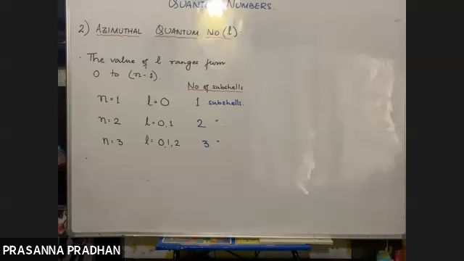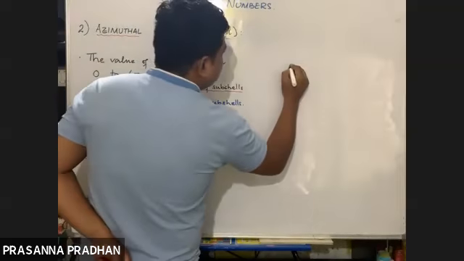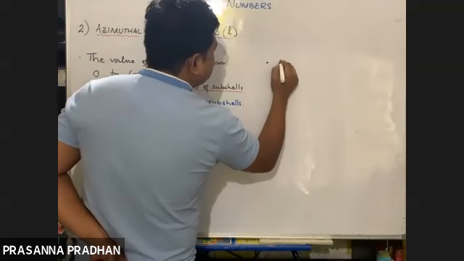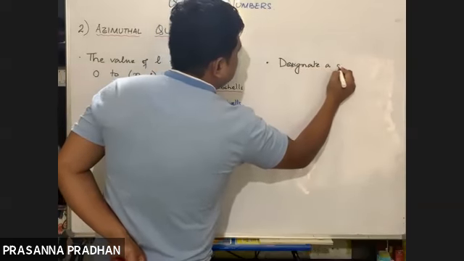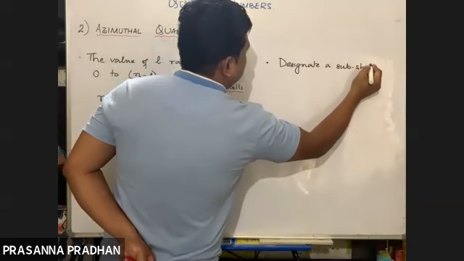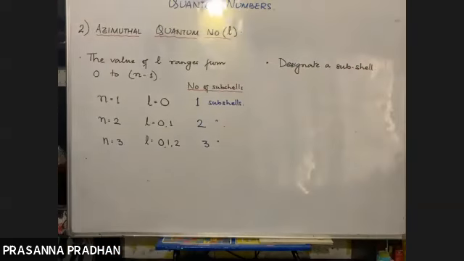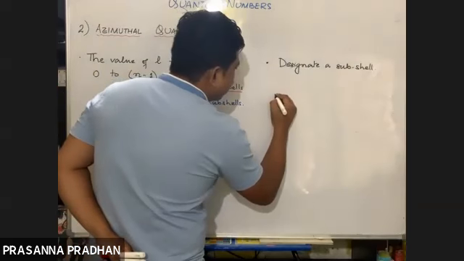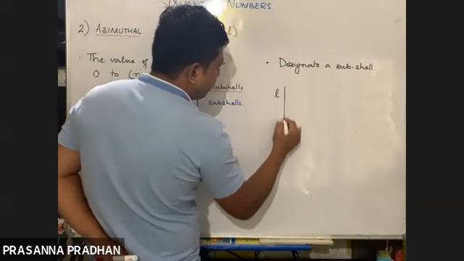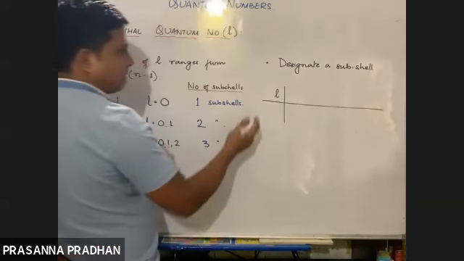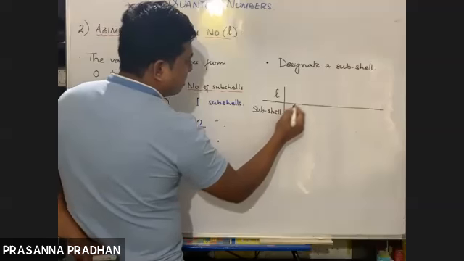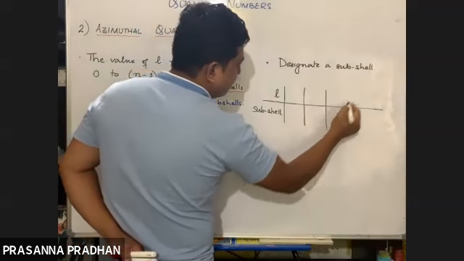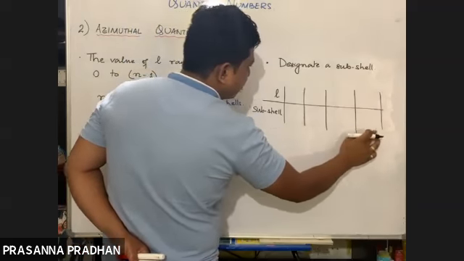Now, it also helps us to designate a subshell. So what is the designation? I'll give the values of l out here. What are the designations of subshells? Tell me if you know this already. Some of you must be knowing it.